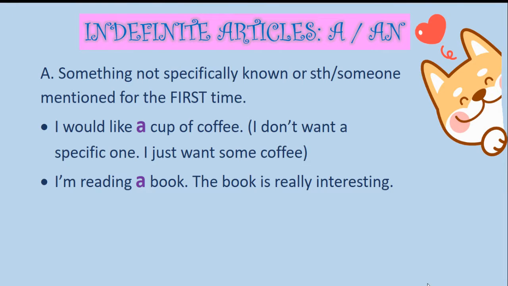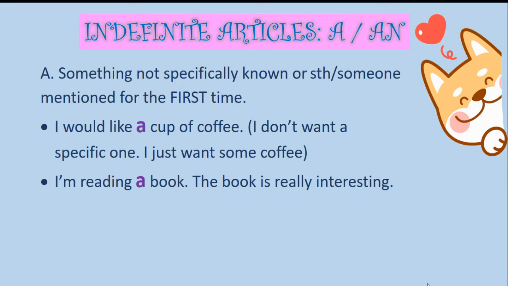Okay, let's start with indefinite articles, a or an. We use them when we refer to something that is not specifically known by the person you're talking to, or when you mention something for the very first time. Here you have an example: I would like a cup of coffee. Here it's something that is not specific. I don't want a specific coffee, I just want some coffee. So I can say, I would like a cup of coffee.